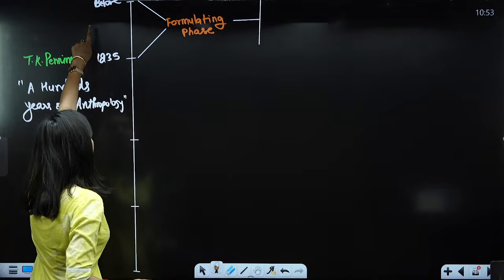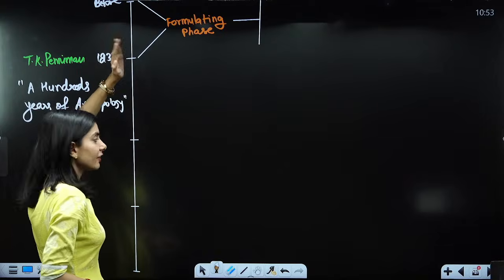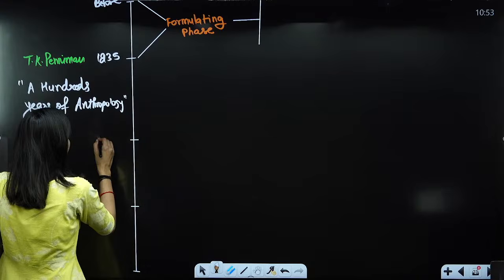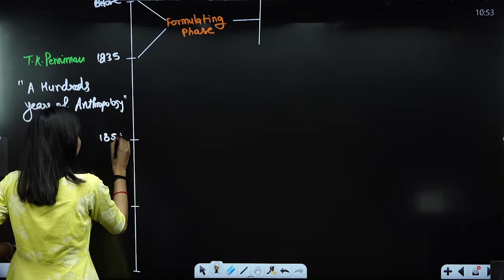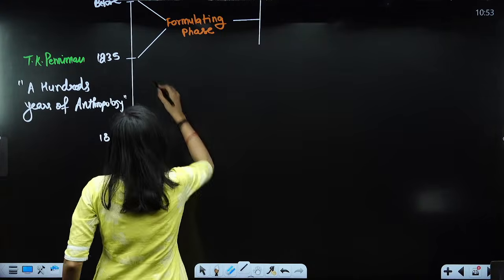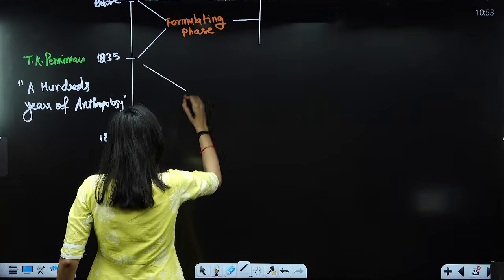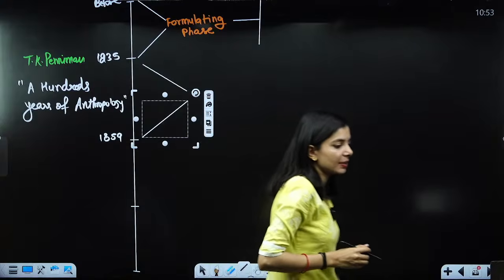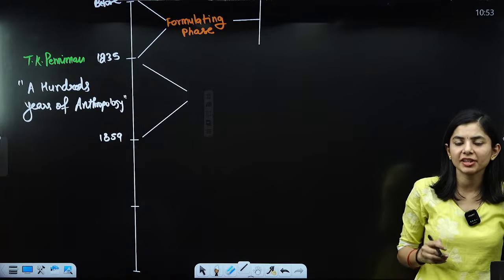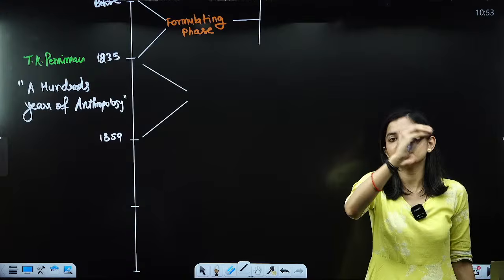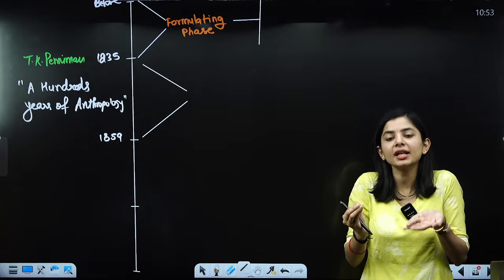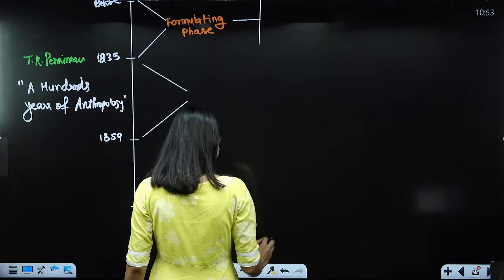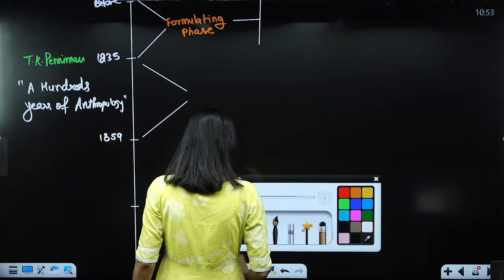So before 1835, the time period was the formulatory phase. From 1835 to 1859, that was the time period which is basically considered the convergent phase, because now we are converting the knowledge of the different subjects and using it for anthropology. So that is specified as the convergent phase.